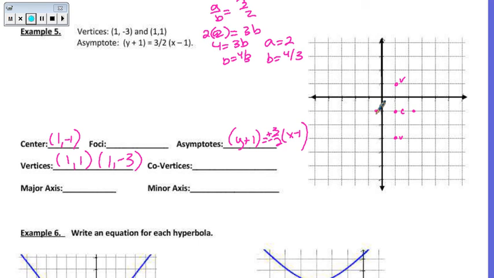So my co-vertices are sitting, now we're going left and right, so we're going to bounce off the x-coordinate. So this would be 1 plus minus 4/3, keeping the y-coordinate there. Let's go ahead and get our box in now. Go through the co-vertices and the vertex. Once the box is in, that's a guide for us to get in our asymptotes. Again, all that is dotted.